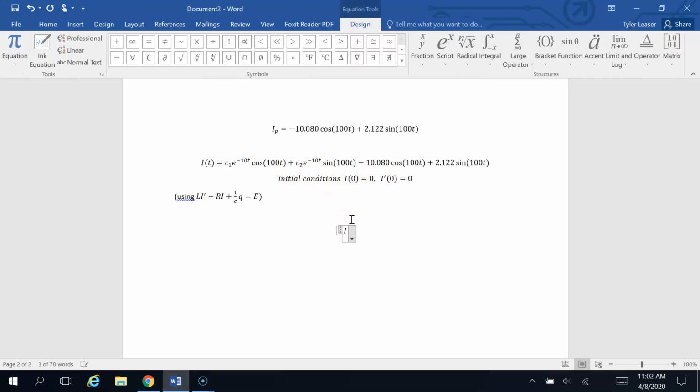So here we go. So the derivative, it's going to be the first C1 e to the negative 10t times the derivative of the second, which is going to be negative 100 sine 100t. That plus the second cosine 100t times the derivative of the first, which is going to be a negative 10 e to the, negative 10 C1 e to the negative 10t. Cool. All right, so that's just the derivative of this first term.